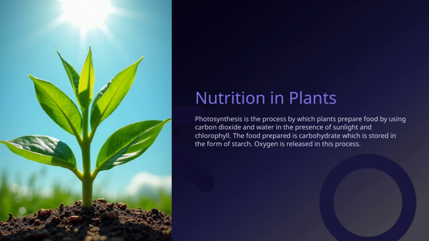An important byproduct of photosynthesis is oxygen, which is released into the environment. This process not only sustains the plant, but also provides oxygen for other living beings. Understanding photosynthesis helps us see how plants contribute to life on Earth and highlights their role in maintaining ecological balance.